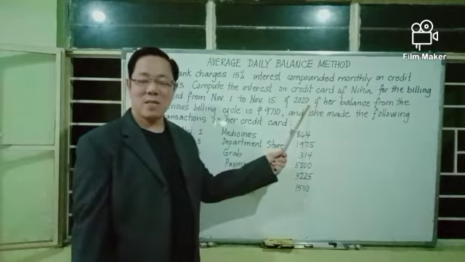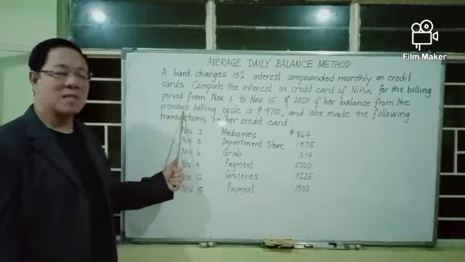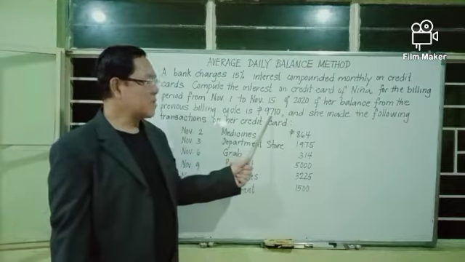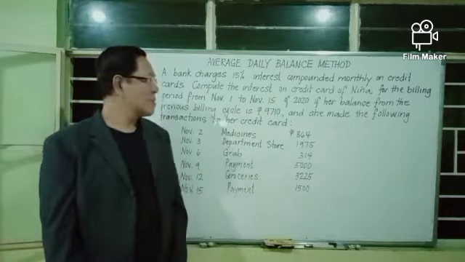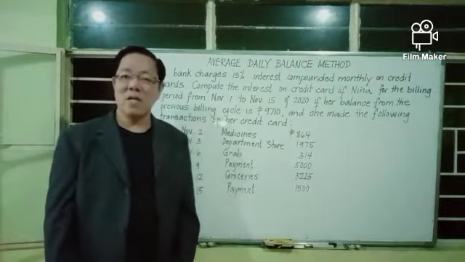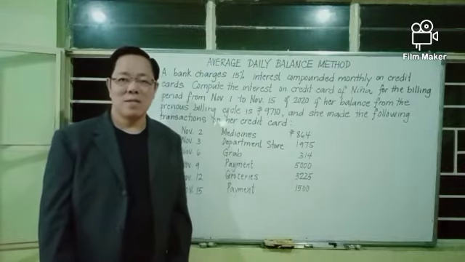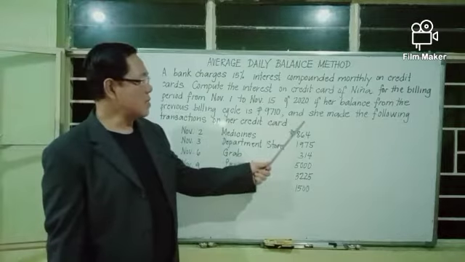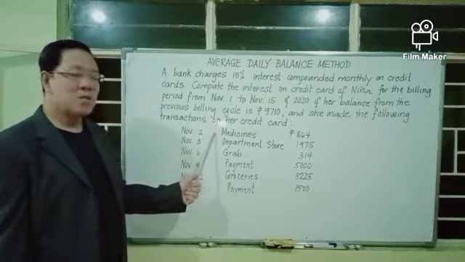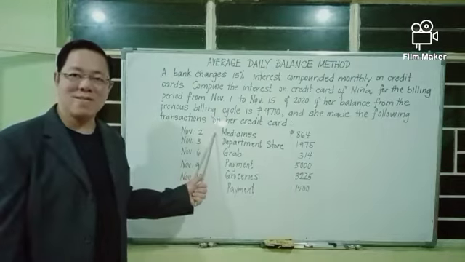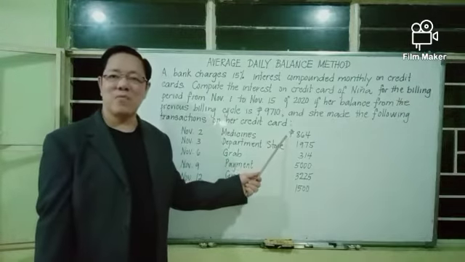We compute the interest on the credit card of Nina if her balance from the previous billing cycle is 9,710 pesos. This is the balance on the last day of October, and that will be carried over at the beginning of November 1. She made the following transactions on her credit card. On November 2, she bought medicines using her credit card, and the medicine was worth 864 pesos.